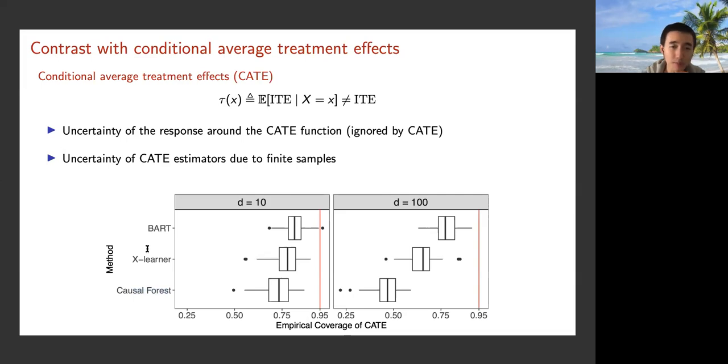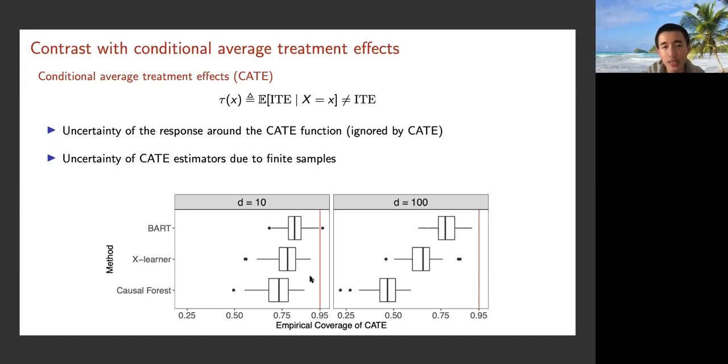All of these methods are very good in terms of the mean square error or the accuracy of the point estimate of CATE. These three methods have been widely used in practice. But here I'm not going to show the accuracy. Instead, I'm going to show the coverage of the three methods, where the target is CATE. For both settings, in the left panel, we only have 10 covariates, which is a very low dimensional case, while in the right panel, we have 100 covariates, which is still not very high dimensional. And in both settings, we set the target level at 95%.